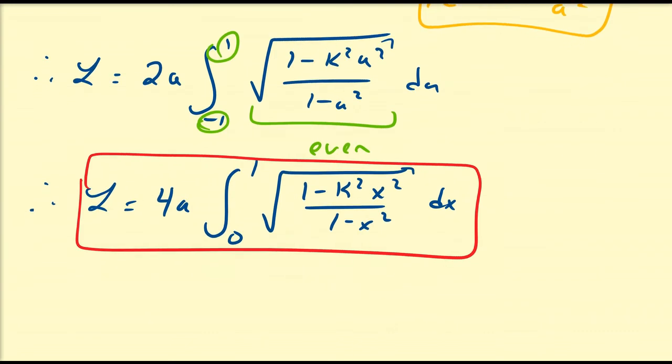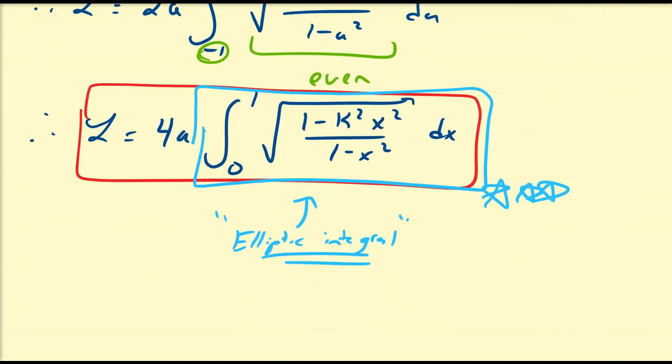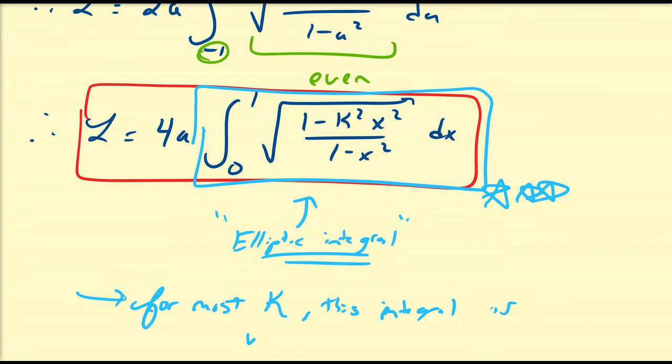And this expression here is what our goal is. So this is what we call an elliptic integral, right? Because once we evaluate this integral, then we get the closed form of the arc length. But a property of this integral is that for most k, this integral is non-elementary, which means we cannot express this in terms of exponentials, polynomials, and combinations of each, right?